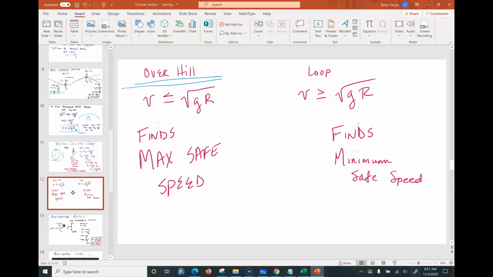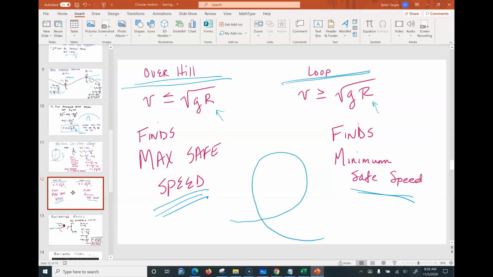So if you're going over a hill versus going over a loop, the only difference is this is going to be your maximum safe speed, and this is going to be your minimum safe speed. They are totally independent of the mass of the object, and they only depend on the radius of curvature. So if you have a really big loop, you can have a really big velocity. If you have a really big hill, you can be really slow.